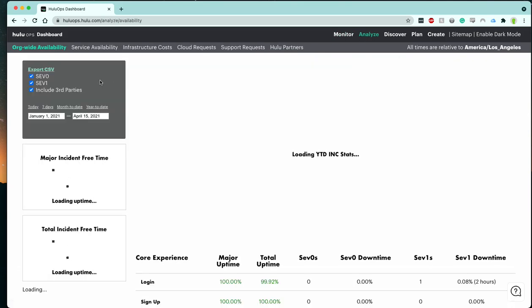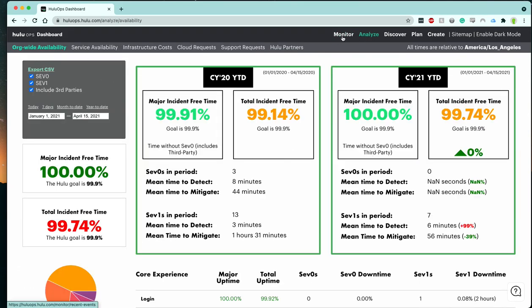So I've taken you through the HuluOps dashboard homepage. I've taken you through Monitor. I'm going to probably skip a lot of this because I feel like it's information you can find on your own, make sense of without a ton of explanation. But this is like the service history. This is our org-wide availability.